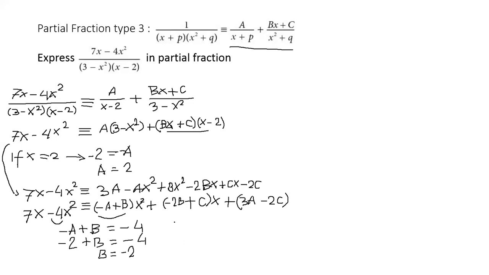Now c. The coefficient of x is negative 2b plus c, and the coefficient of x on the left is 7. So negative 2b plus c equals 7. With b equal to negative 2, negative 2 times negative 2 is 4, so 4 plus c equals 7, and c equals 7 minus 4, which is 3. So a equals 2, b equals negative 2, c equals 3.